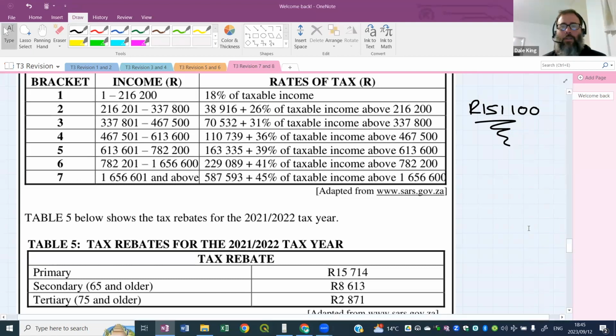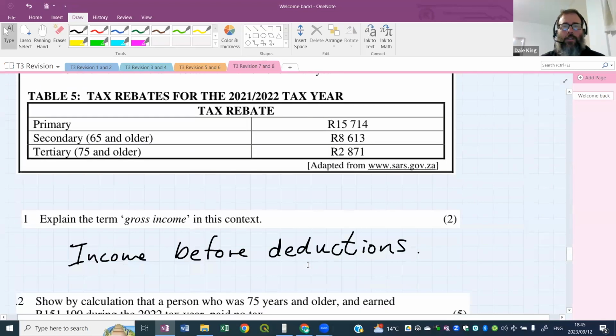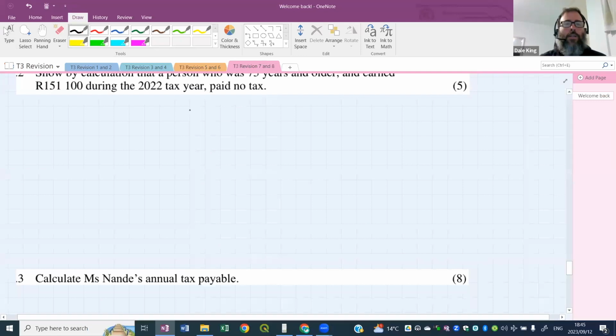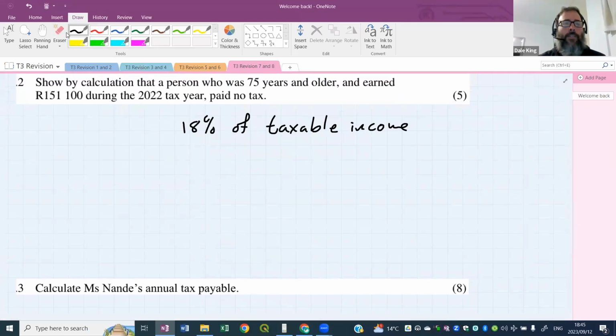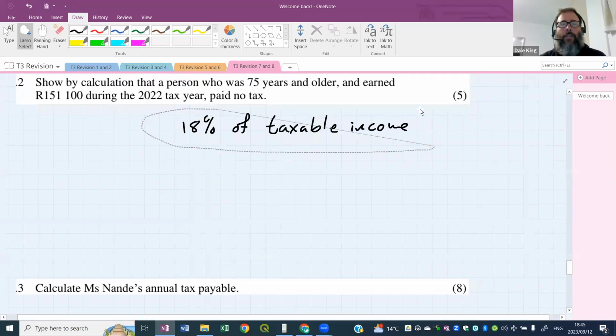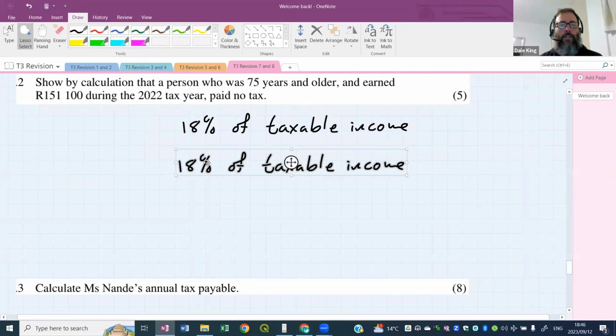All right. What do I do here? What do I do, Kabo? So you have to look at the bracket that the income falls in, and it falls into the first bracket. All right. We're in the first bracket. Let me just write down the first bracket. 18% of taxable income. So this bracket says you got to pay 18% of your taxable income. So then you actually work out the 18% of that amount.